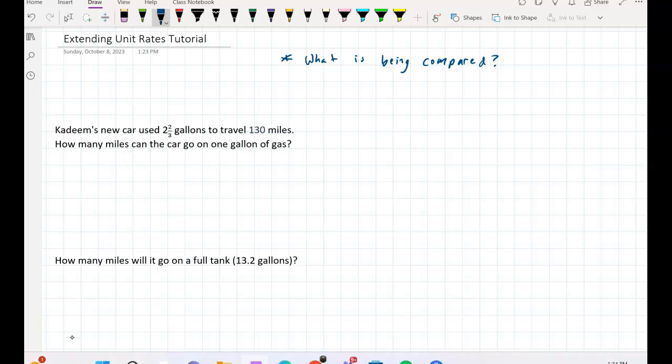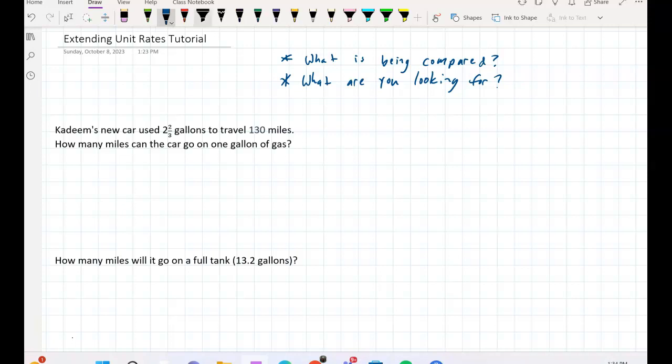That's very important. One of the other things you need to remember is what are you being asked to find? What are you looking for? Because if you don't know what you're looking for, how will you know when you found it?